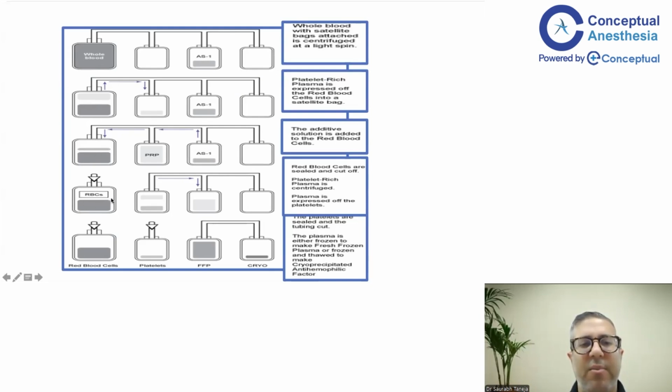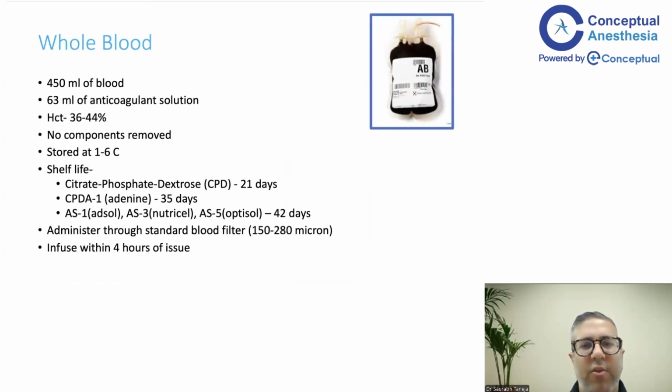When you separate the red blood cells, you have the platelet rich plasma, the preservative solution, and an empty bag. The platelet rich plasma is again centrifuged and the plasma is expressed, so you separate the plasma and the platelets. The platelets are separated, FFP is separated, and you can convert the FFP to cryoprecipitate. So that is how you do a centrifugal separation, and you also add a preservative to separate different components of the blood.